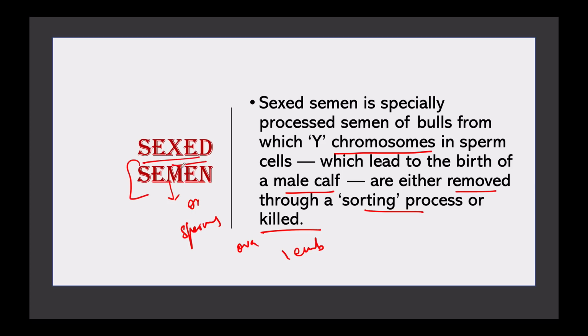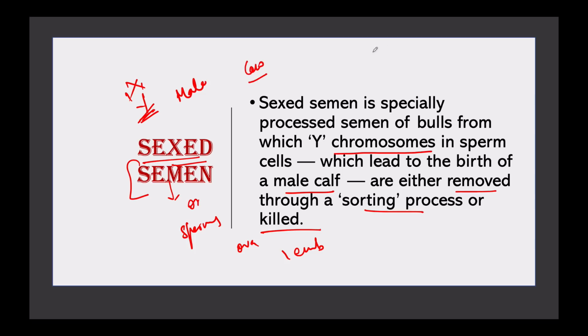But when we say sexed semen, that means it is selected on the gender basis. So here we remove the Y chromosome. That means Y is responsible for the male calf. So if you are filtering out Y or killing it totally, that means only a cow will be born.